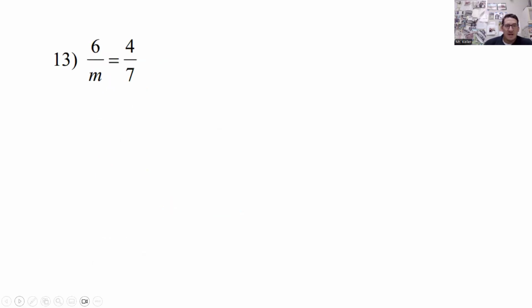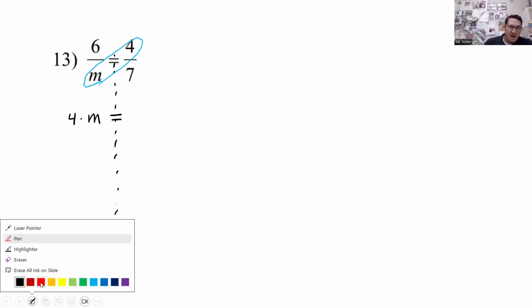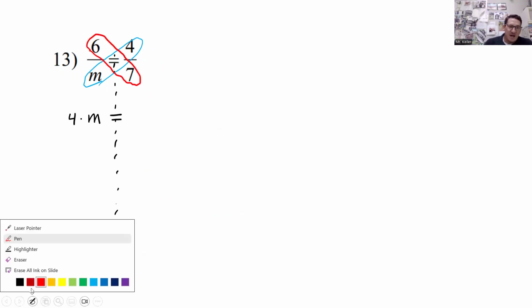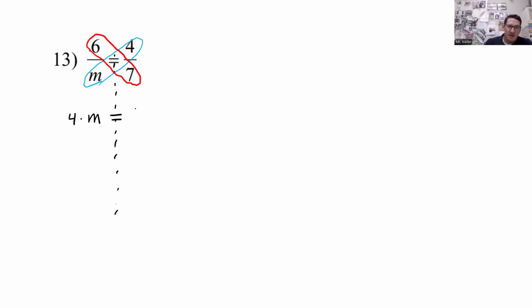All right. Next one. What to do if the variable's on the bottom doesn't really change anything. You're going to do the same thing. You're going to multiply the bottom of one times the top of the other. So it's going to be 4 times m on one side of the equal sign, and then top of one times the bottom of the other. And you're going to get 6 times 7 on the other side. 4 times m is 4m. 6 times 7 is 42.